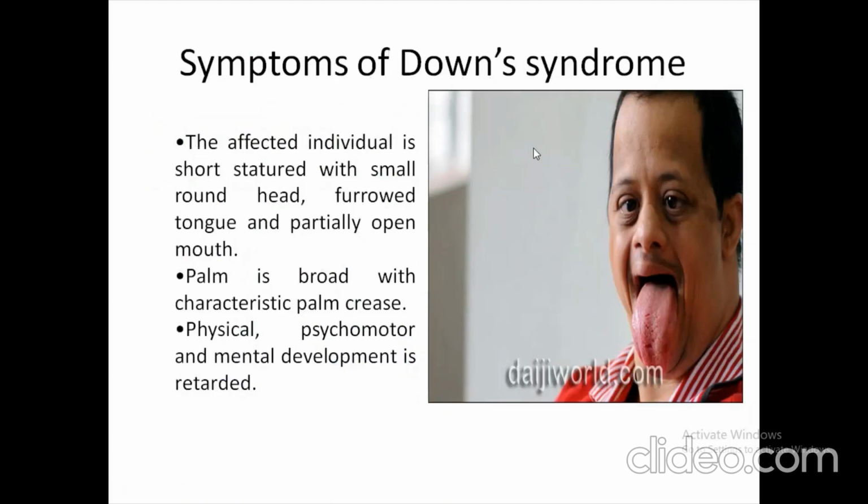Symptoms of Down syndrome. Here the affected individual is short statured, extremely short, with a small round head, as you can see, and a furrowed tongue and partially open mouth. The palm is generally broad with a characteristic palm crease. Physical, psychomotor, and mental development is retarded. Generally, Down syndrome commonly occurs in children, and they are mentally retarded.